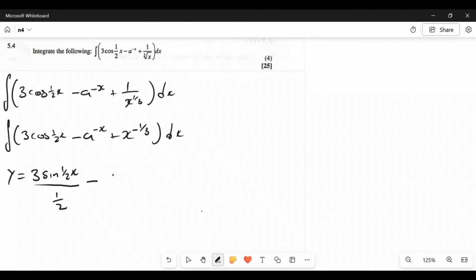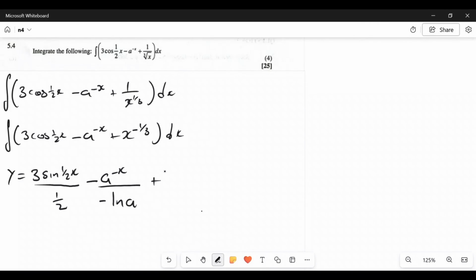So when you integrate an exponent, you first write a to the power of negative x divided by the coefficient of x, which you must multiply on the denominator with ln base a, right? And then we move to the third term.